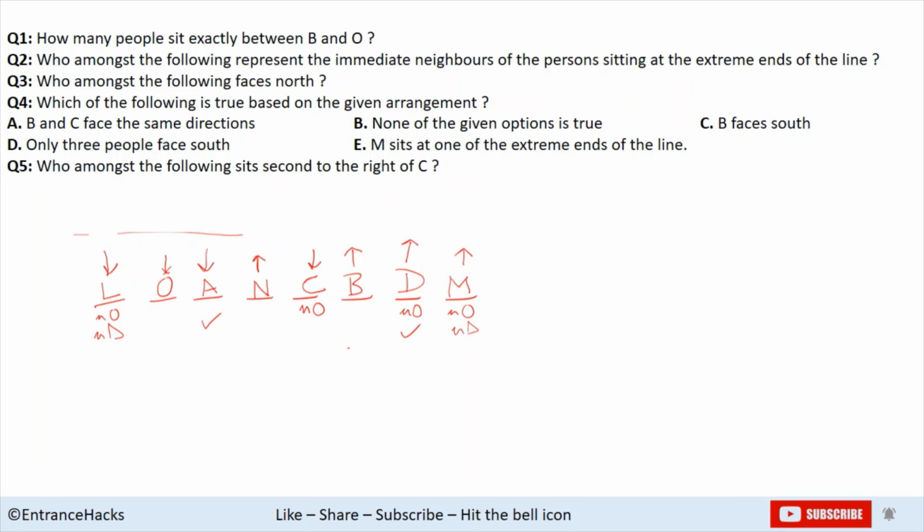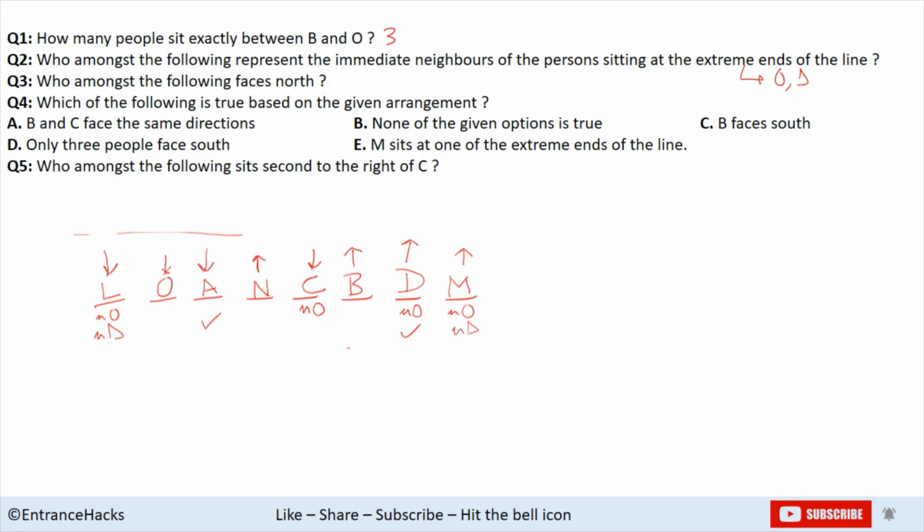The first question that follows is how many people sit exactly between B and O? So we see there are 3 people here, so the answer is 3. Who among the following represent the immediate neighbors of the persons sitting at the extreme ends of the line? The extreme ends of the line are L and M, and their neighbors are O and D. So O and D is our answer here.